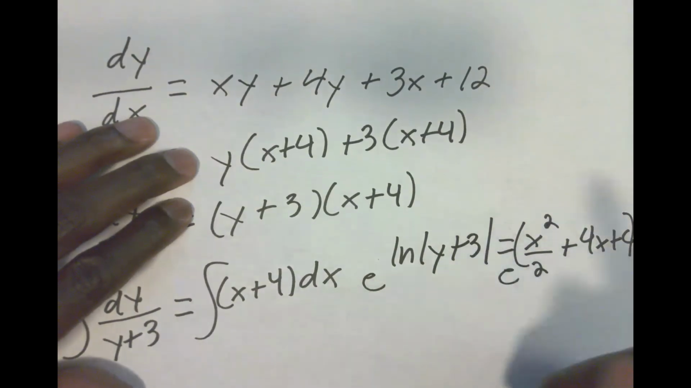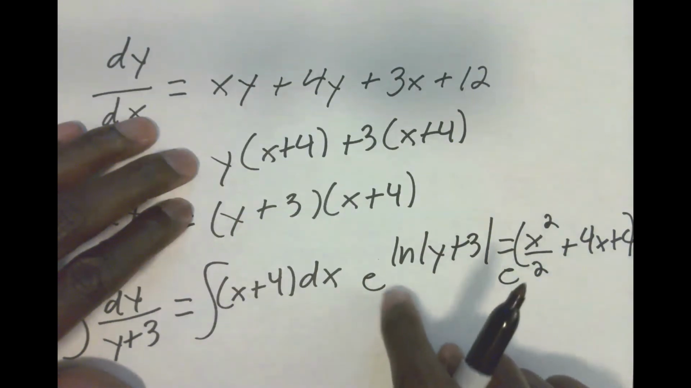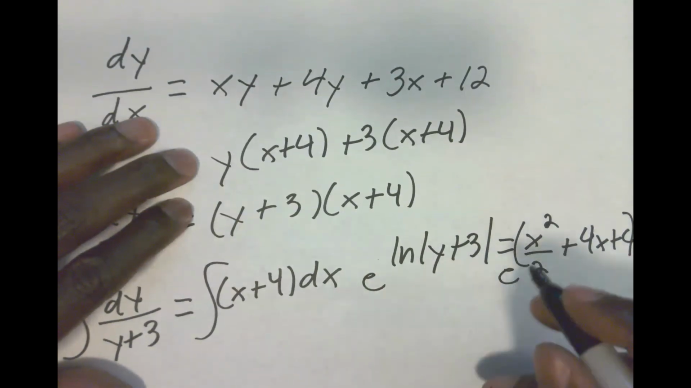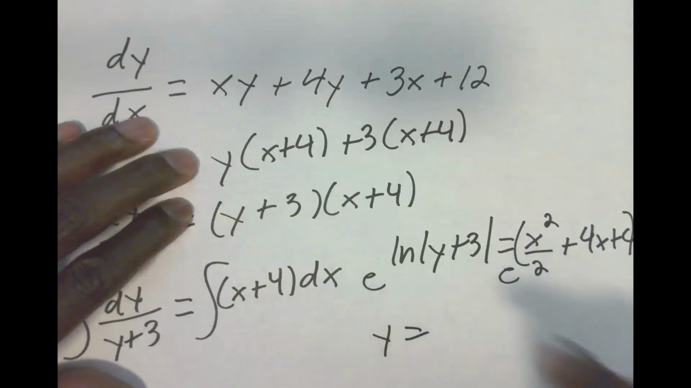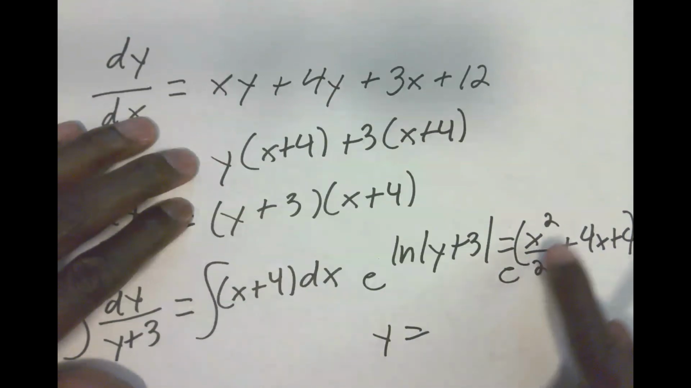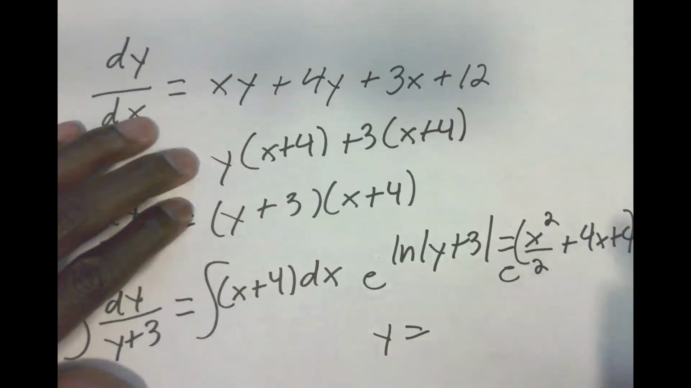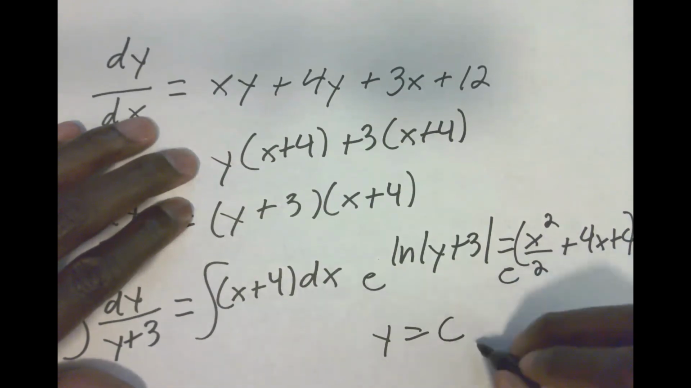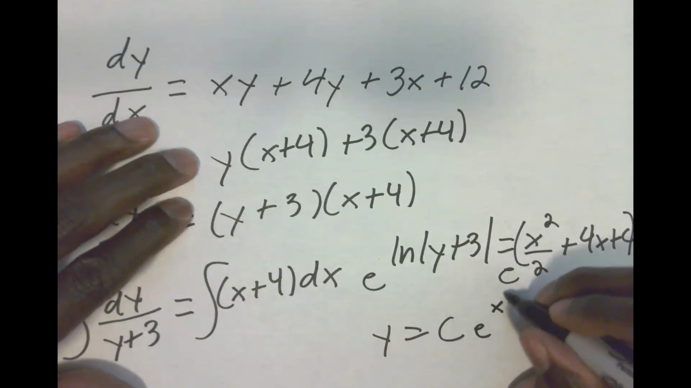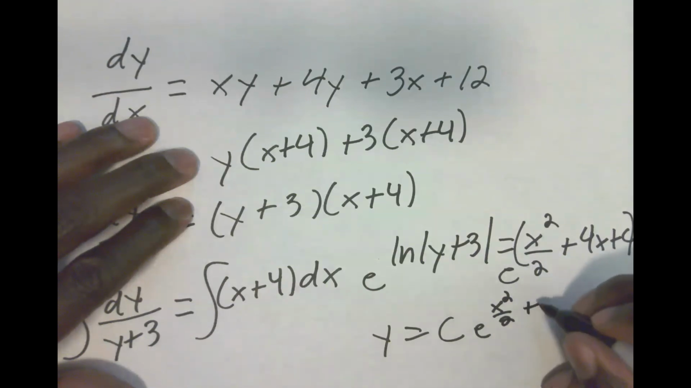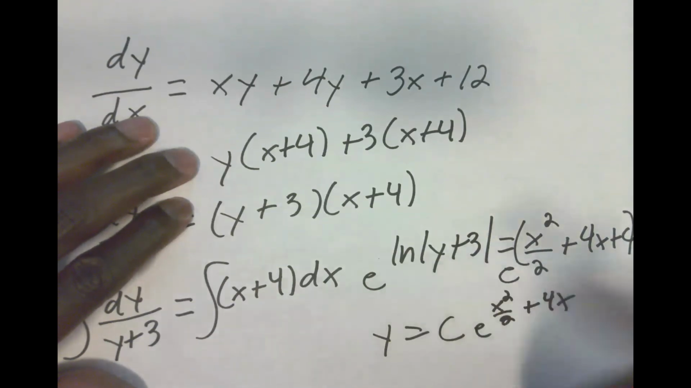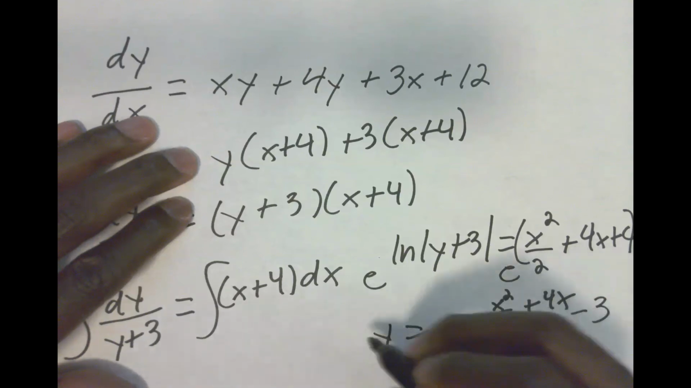And e to the power of ln y plus 3 is just y plus 3. So y, I'm going to subtract the 3. Now e to the power of all this is just e to the power of all this. But e to the power of c, again, is a constant. So that's going to be c times e to the power of x squared over 2 plus 4x. And remember this 3 that was there, minus 3.